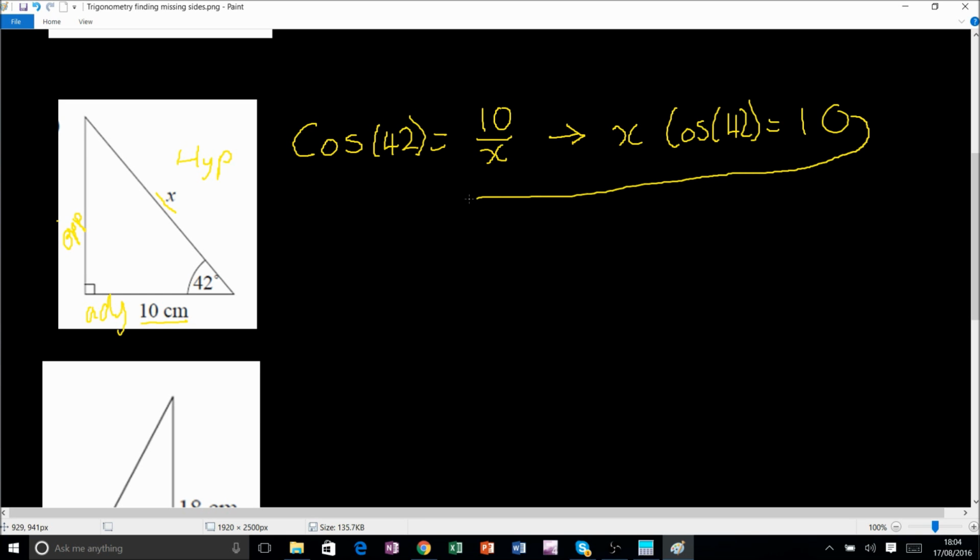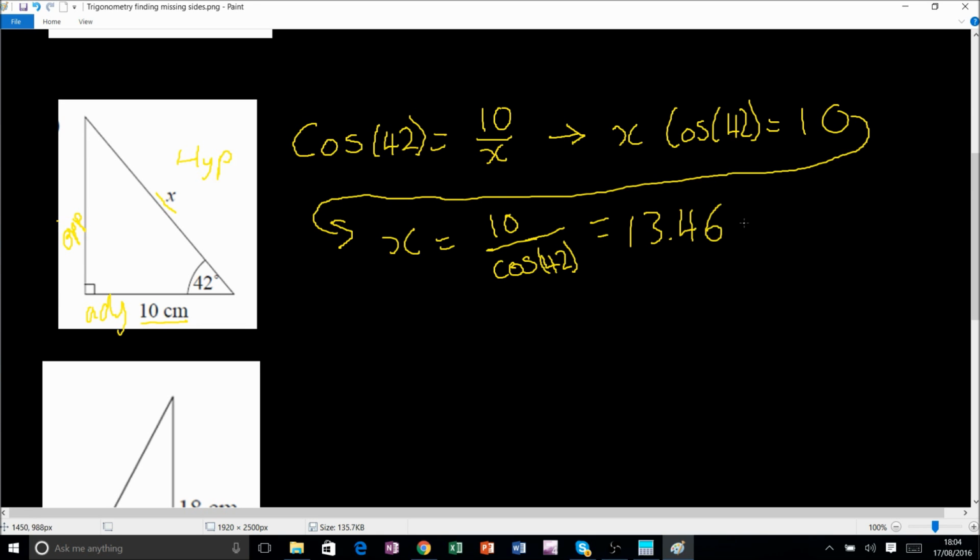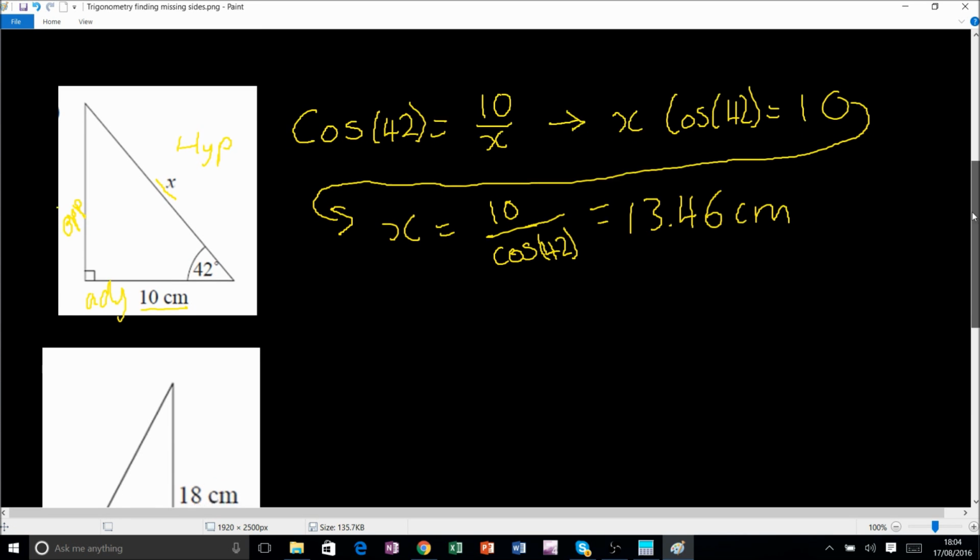And we do further rearranging to find out what x is by itself. And we have x is equal to 10 divided by cos 42. Okay? So 10 divided by cos 42, what do we get? 10 divided by cos 42 is going to give us 13.45. And if we're rounding it to 2 decimal places, it will be 13.46 centimeters. Okay, another one done.